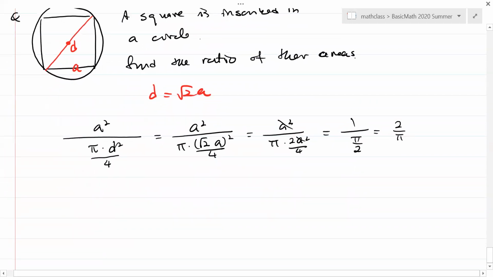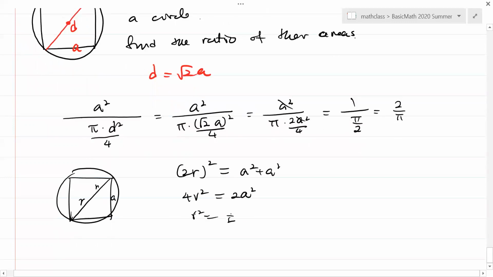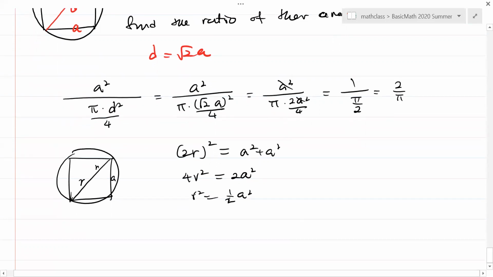Okay, so let's use a radius. If we use a radius, the formula may be a little bit simpler. So here, if we use R and R, here's A. So let's find the relation between R and A. 2R squared, that's the diagonal, is going to be A squared plus A squared. So 4R squared equals 2A squared. So R squared equals half of A squared. That's fine, right? Or A squared equals 2R squared.